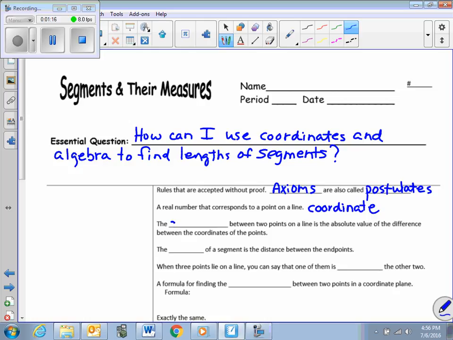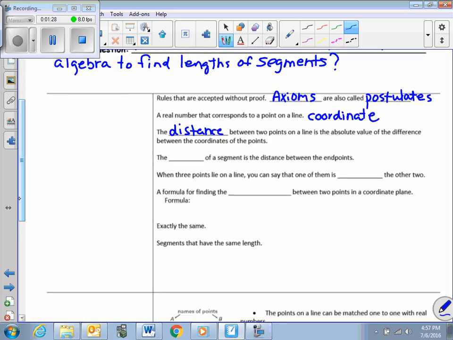The distance between 2 points on a line is the absolute value of the difference between the coordinates of the points. The length of a segment is the distance between the endpoints. When 3 points lie on a line, you can say that one of them is between the other two. So if you have a line and you identify 3 points, one of those points has to be between the other two.